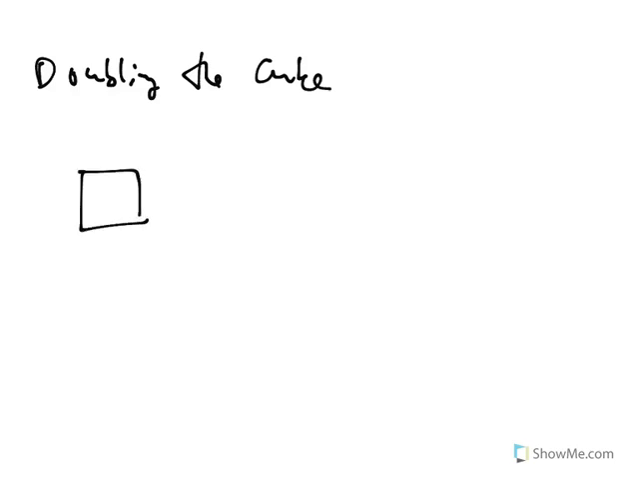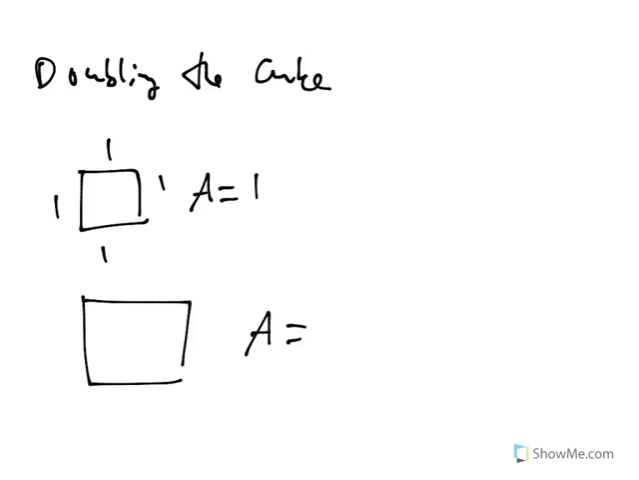If you have a square with side length 1, its area equals 1. If I want to make a square whose area equals 2, the length of the side would have to be the square root of 2. The square root of 2 is also right here.